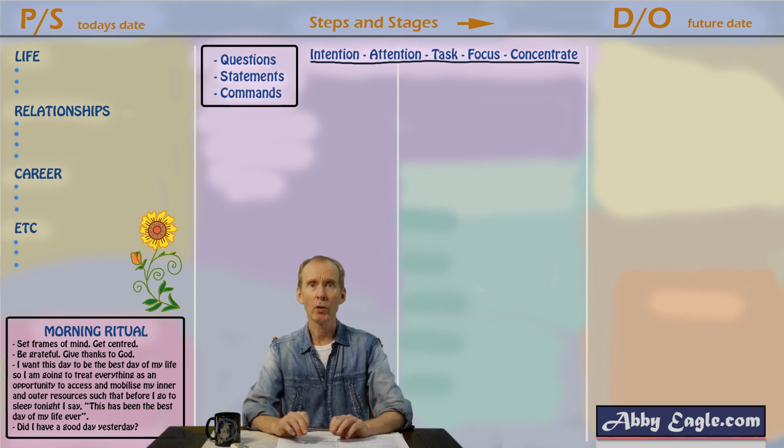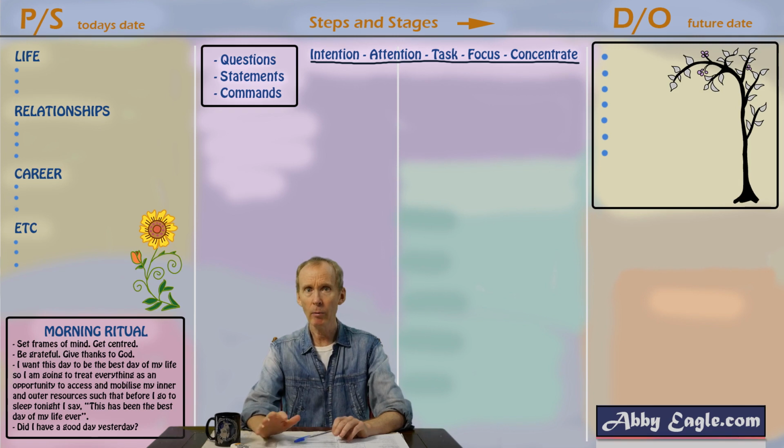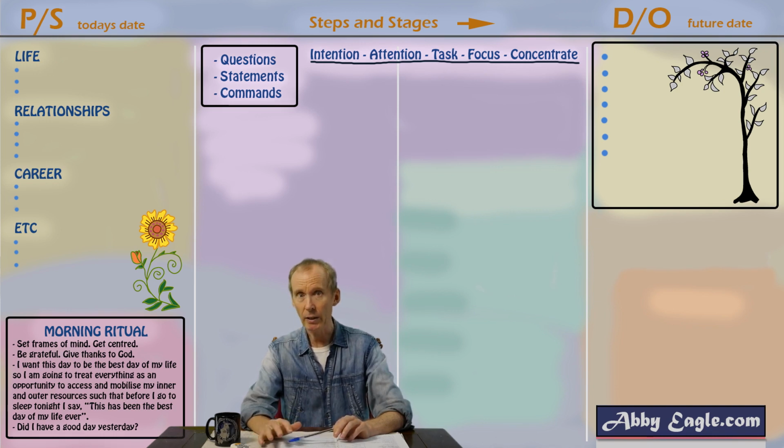So now we go over to the desired outcome. You draw a box and then think about what your ideal future self and world would look like, sound like, and feel like at your future date. Say 3 months in the future.